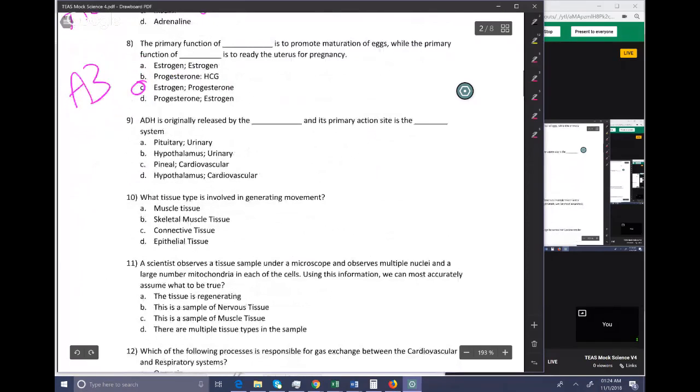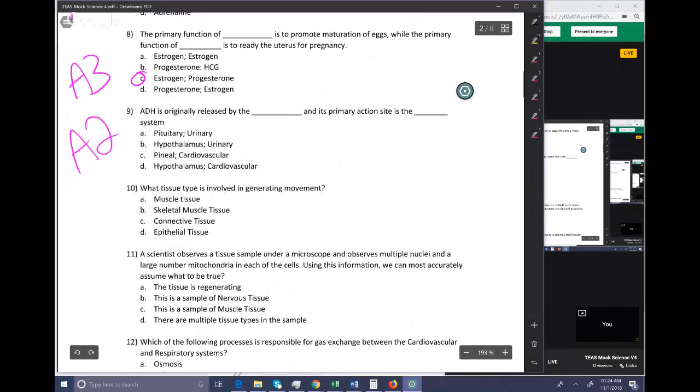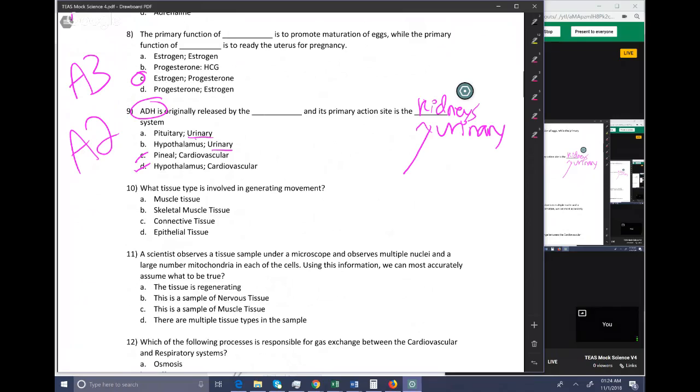9 is Anatomy 2, coming from endocrine system. ADH is originally released by the blank, and its primary action site is the blank system. The second of the 2 blanks stands out as the easiest one to me because ADH is antidiuretic hormone. That is most definitely going to involve the kidneys, the urinary system. So I know that I want to put urinary in that second blank. That gives me 2 choices left. So it doesn't answer it for me, but it gets me halfway there.